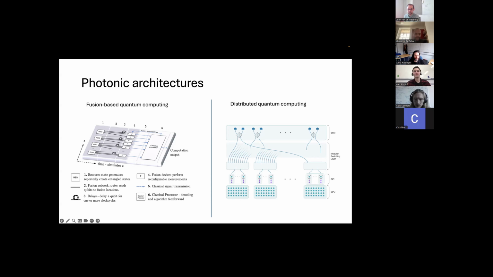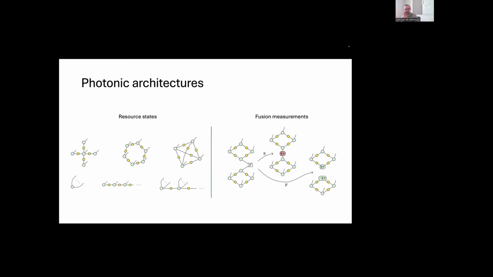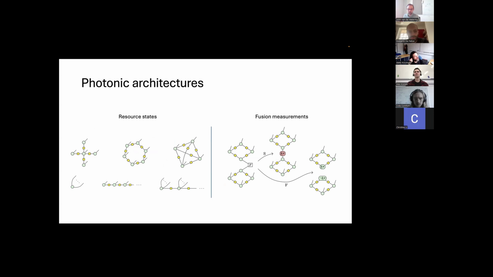So we have some similar ideas where we have some kind of qubits and photons playing together. The basic idea of these architectures is that you generate some basic resource states, like some small entangled states, here represented as graph states. And then you use fusion measurements, entangling optical measurements, to fuse these small graph states into bigger graph states and perform an arbitrary quantum computation.